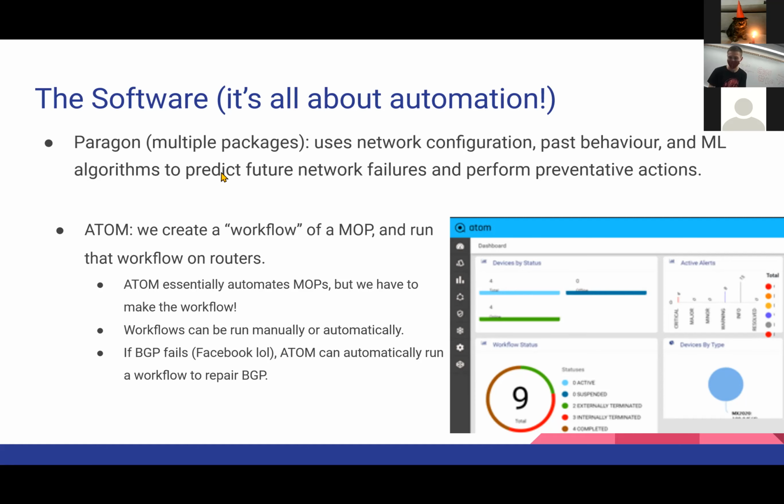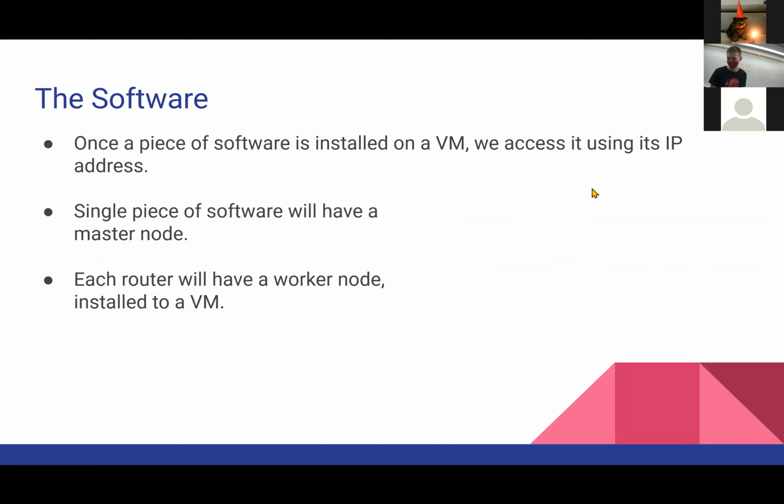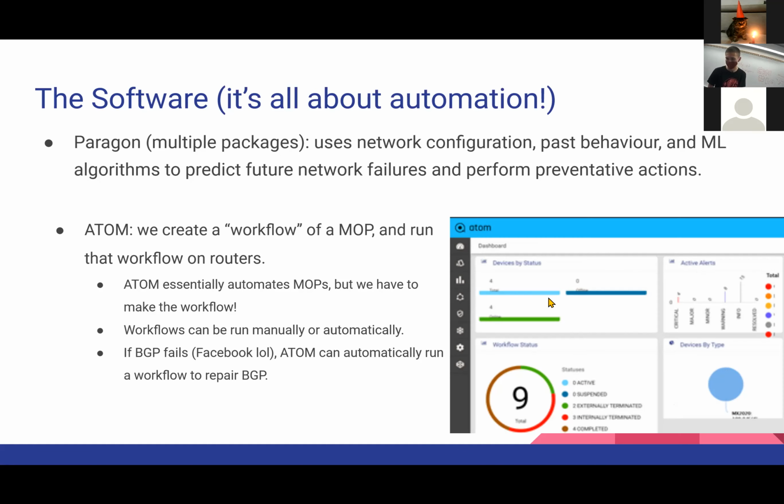Oh yeah, and I also mentioned Paragon. Paragon was another one on this list. You see a bunch of Paragon software here. Paragon is really cool because it uses past behavior and also analyzes the current configuration of the network to predict future network failures. I'm not sure entirely how it works, but it can perform preventative actions. It can reconfigure the network. Of course, you have to approve it, but it'll fix the network for you if you don't know how to do network stuff.